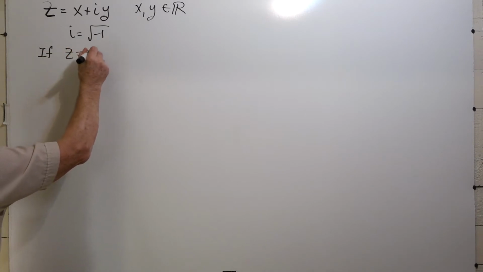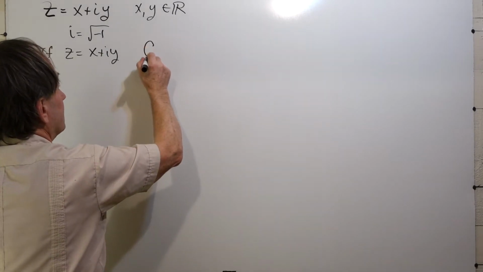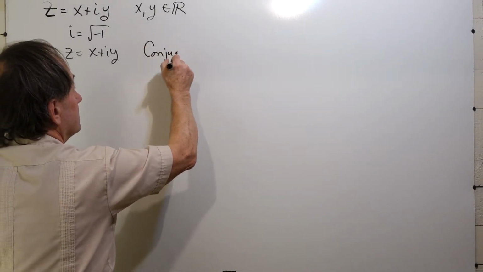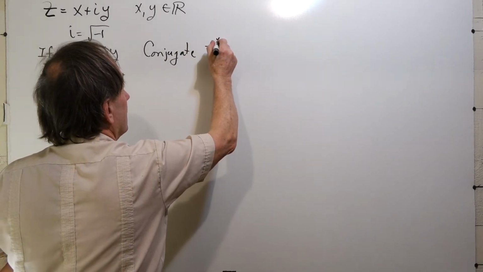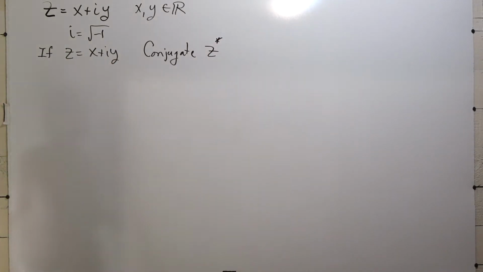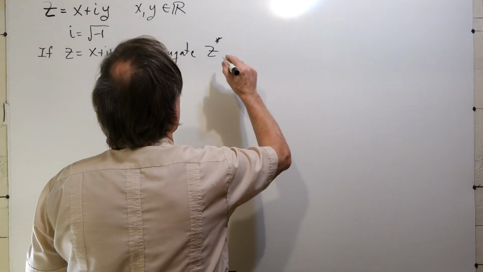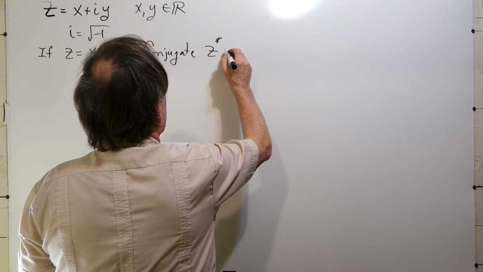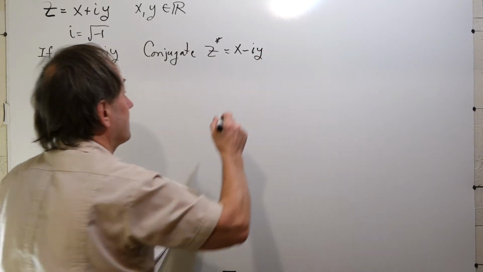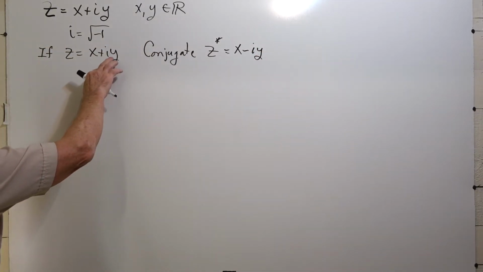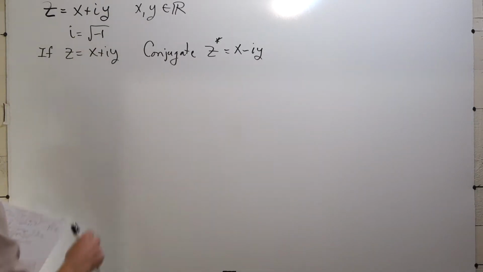Now, if z is equal to x plus iy, then we define what we call the conjugate of z. And we designate the conjugate by putting an asterisk above the number. So the conjugate of z is x minus iy. The conjugate has the imaginary portion negated, opposite of what z is.